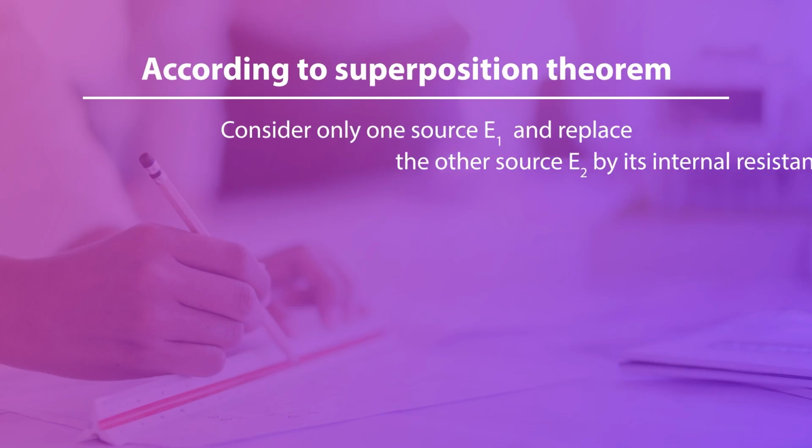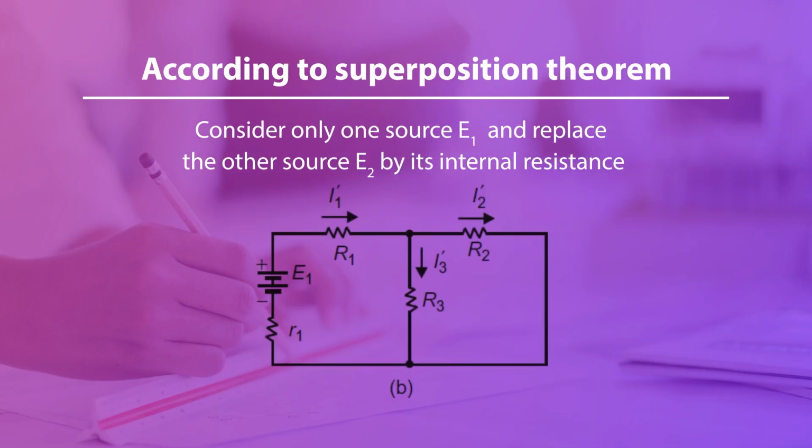Now according to the superposition theorem, what do you have to do? First, consider only one source E1 and replace the other source E2 by its internal resistance. As its internal resistance is not given in this circuit, it is taken as 0, because the internal resistance of an ideal voltage source is 0. That means you can replace it by a short circuit. Now draw the circuit as shown in figure B and determine the current in various sections as I1 dash in resistance R1, I2 dash in resistance R2 and I3 dash in branch R3.